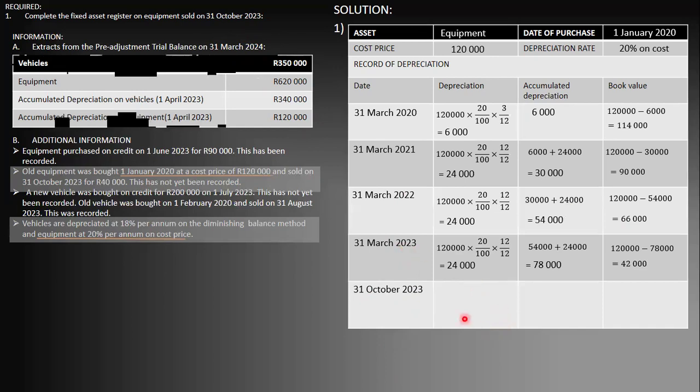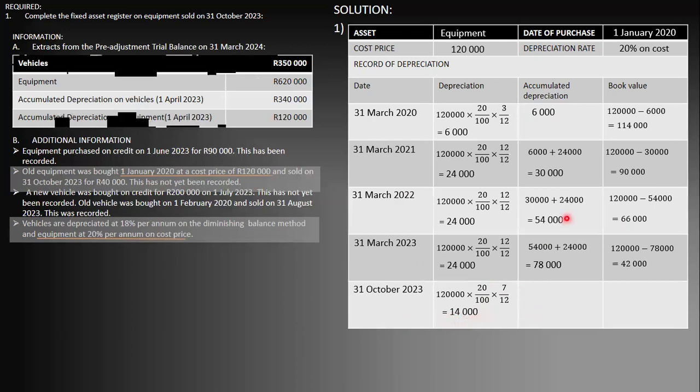right? Which is, we are still going to use the cost price, which is 120,000, because the method is on the cost price. The rate did not change, but now the number of months changes because we are going to count from 31st of March. Now, we are going to say the 30th of April. We are going to count from April. So we have April, May, June, July, August, September, October. That's 7 months. That's why we have the 7 here. And we divide by 12. And now it will give us that the depreciation before the equipment was sold is 14,000.